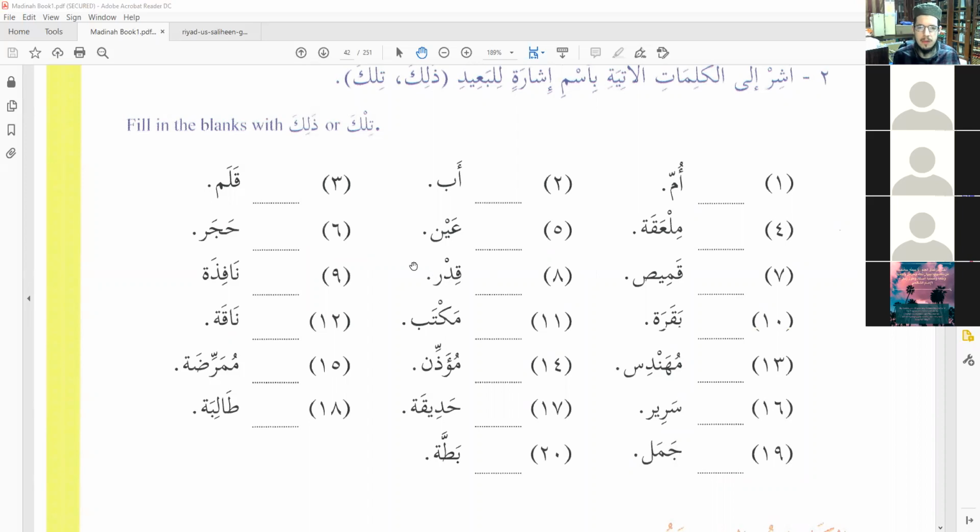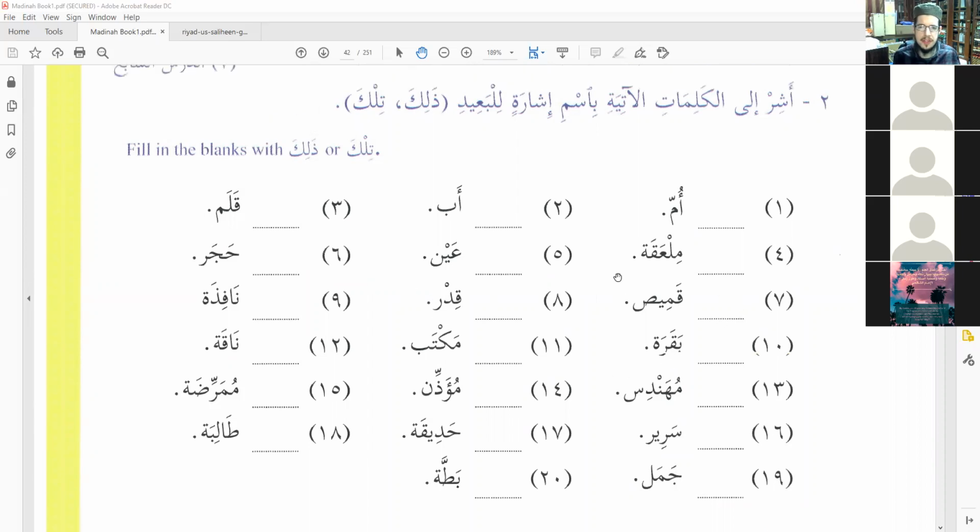Okay, let's see if we can finish this before it's time to dismiss. So this is an interesting exercise. You're going to use either tilka or dhalika to complete the blanks. All you're doing here is filtering for gender. Okay, so I'll do the first one. We're talking about tilka ummun, right? This is a mother. Ummun. They're all jumla ismiya. They're all one word khabars, and they're all going to have two dhammas on the end of it. So notice it goes right to left here and then down.